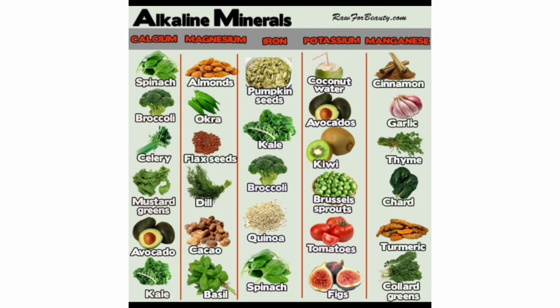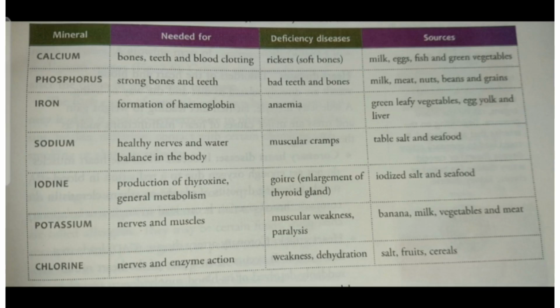And the magnesium sources are cinnamon, garlic, thyme, chard, turmeric, and gourd greens, etc. So this is a colorful picture description of the sources. Now we are going to learn in detail about the names of the minerals and what they are needed for, and the deficiency diseases as well as the sources.